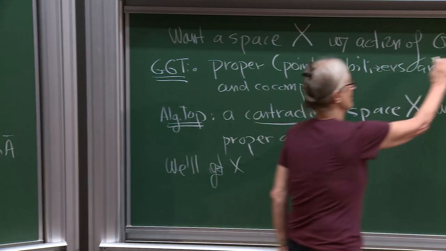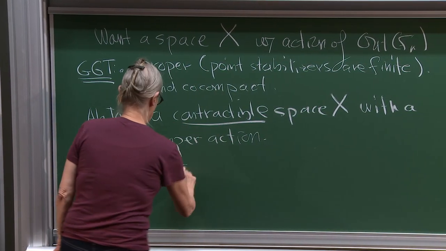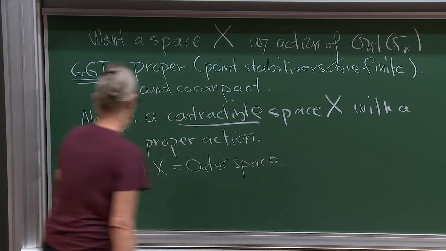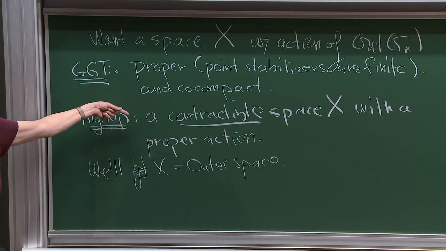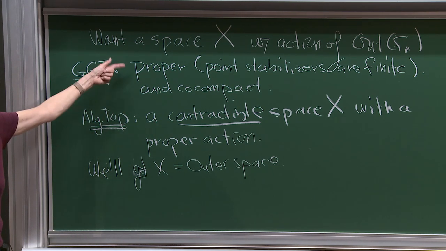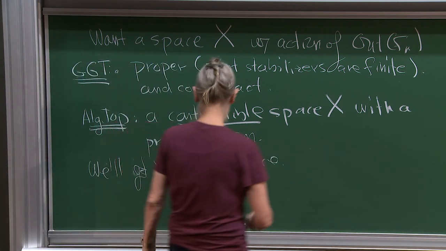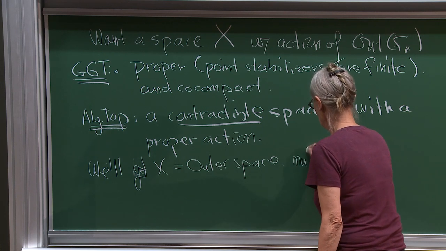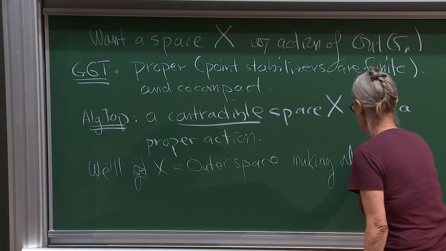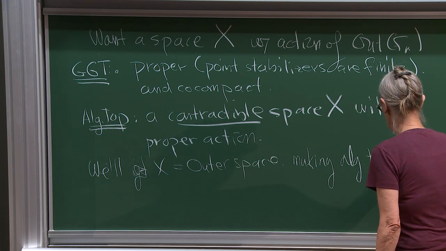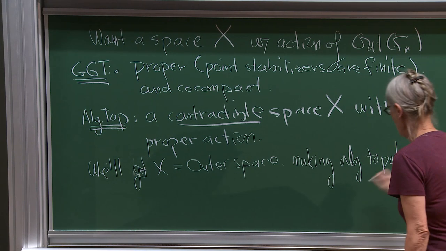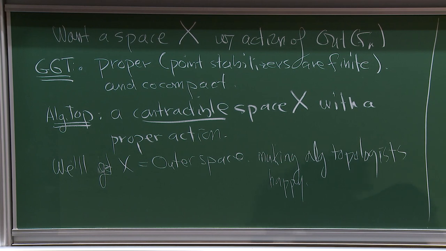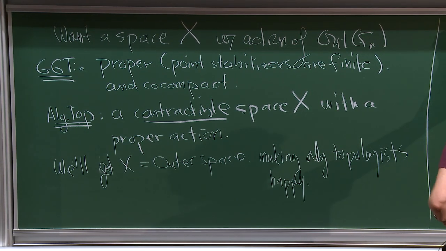we're studying the group of outer automorphisms, so we'll start with outer space. And outer space will satisfy the second one. We'll make algebraic topologists happy, but not geometric group theorists necessarily, not yet. Okay, but after we get this space, it turns out there are closely related spaces.